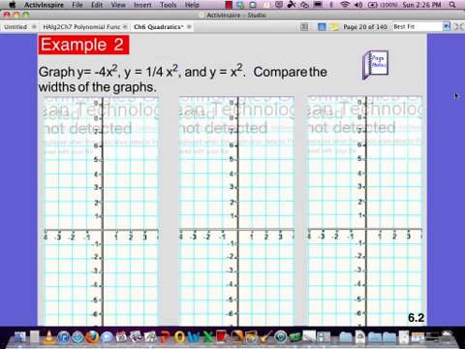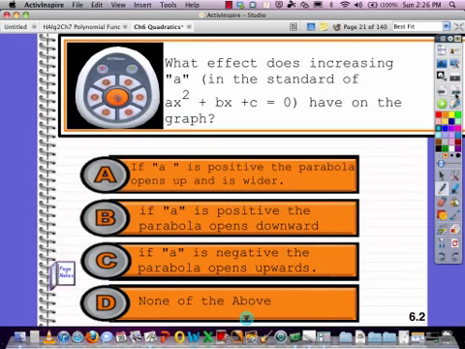Okay, good choice. All right, so now, what effect does increasing the A value in the standard equation have on the graph? Now look, you can vote if you have voters. Otherwise, choose: if A is positive, the parabola opens up and is wider. If A is positive, the parabola opens downward. If A is negative, the parabola opens upward. And then D is the choice, none of the above.